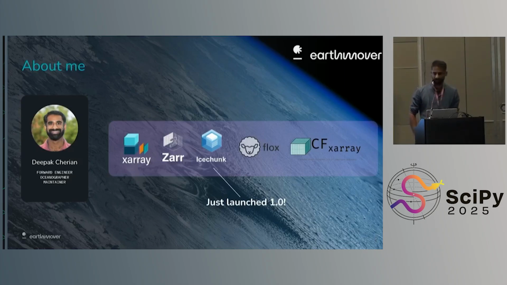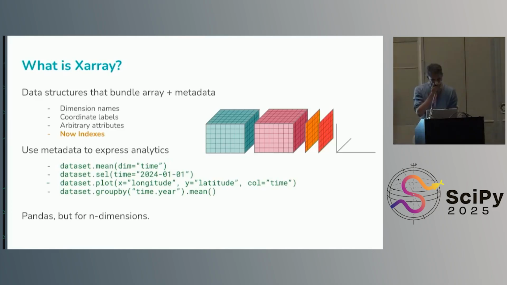I have a background as an oceanographer, and most recently I worked at NCAR, which is one of the world's leading climate research labs, for now at least, before it gets destroyed. But when I was there, I just experienced so much pain working with scientific data workflows in the earth sciences that I decided to join EarthMover and do something more about it. I'm going to talk about Xarray. Everyone here know Xarray? Yes, lots of nods.